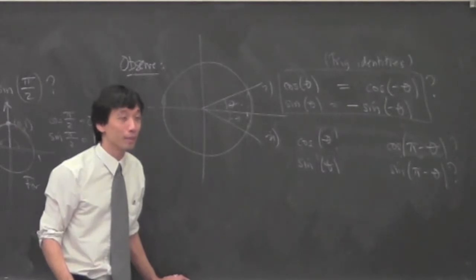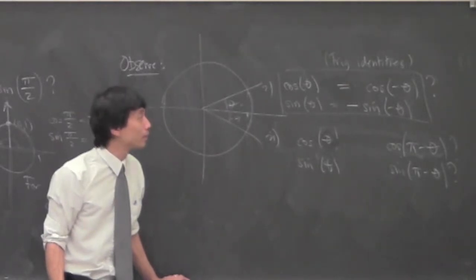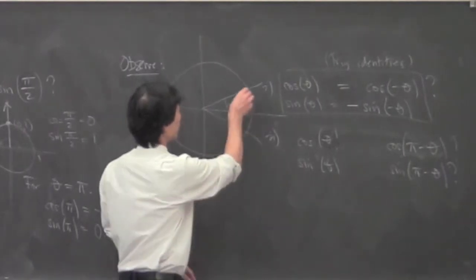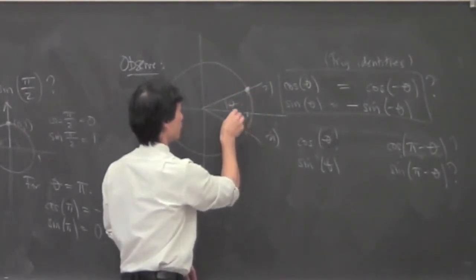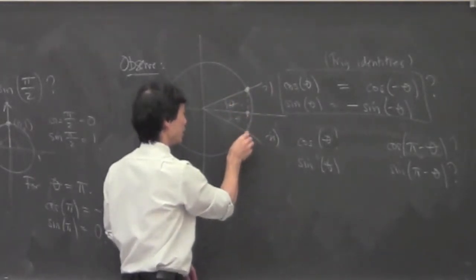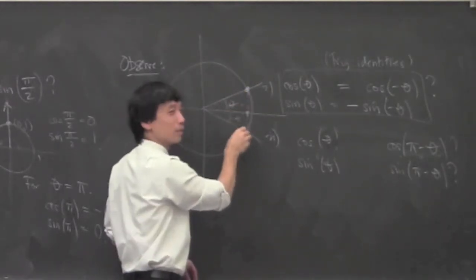Okay. Sorry, I'm still kind of confused. So the cosine of theta is the same as the cosine of negative theta. Cosine of theta, right? Cosine is the x-coordinate of this point. Cosine of theta is the x-coordinate of this point. Cosine of negative theta is the x-coordinate of this point. They're the same.